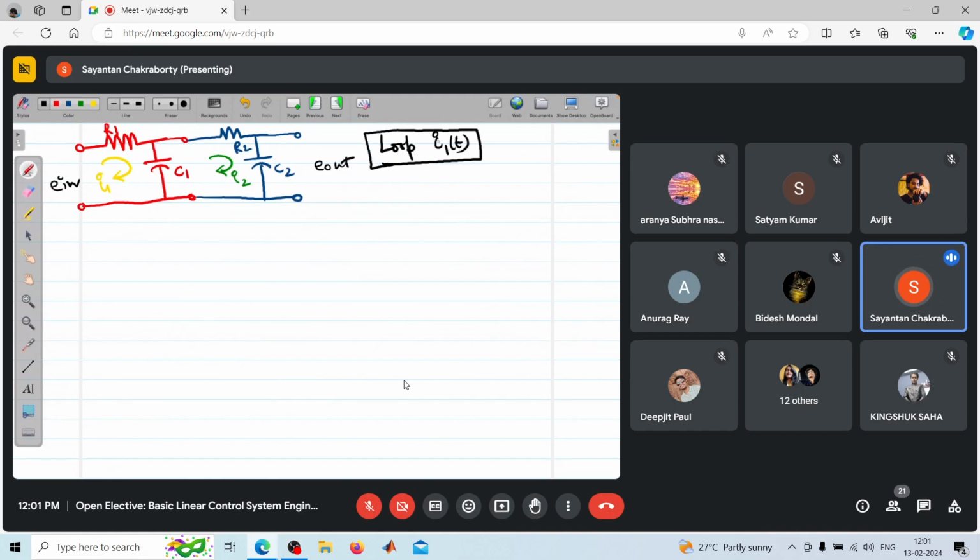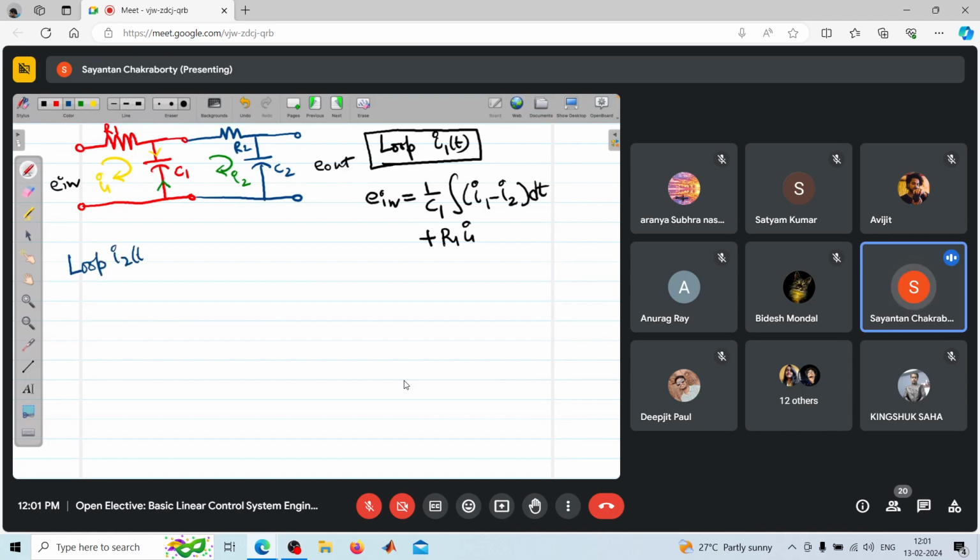I'll give a miss on the t terms because obviously it's in time domain. What I can write, E in is equal to 1 by C1 integration. See, I1 current is flowing in this direction, and I2 current is flowing in this direction. So in the sense of I1, what is the total current? This I1 minus I2 plus the drop in this resistance, that is R1 I1.